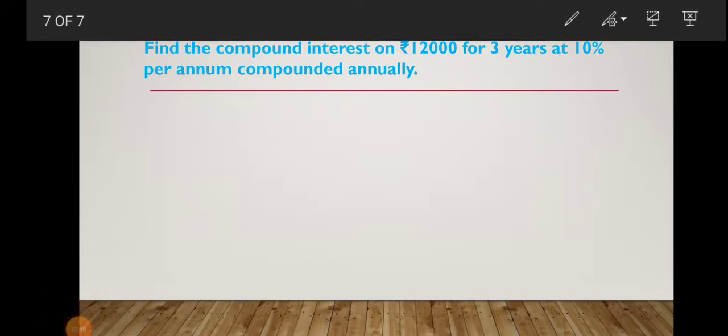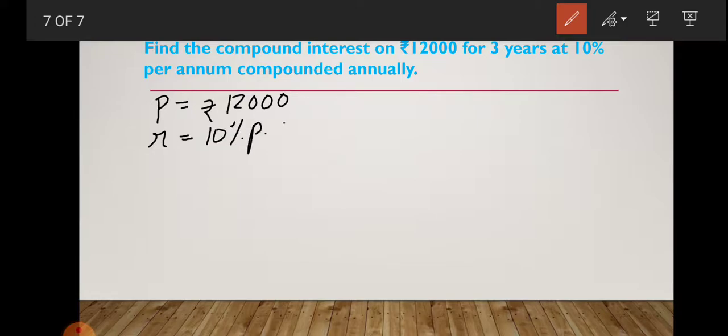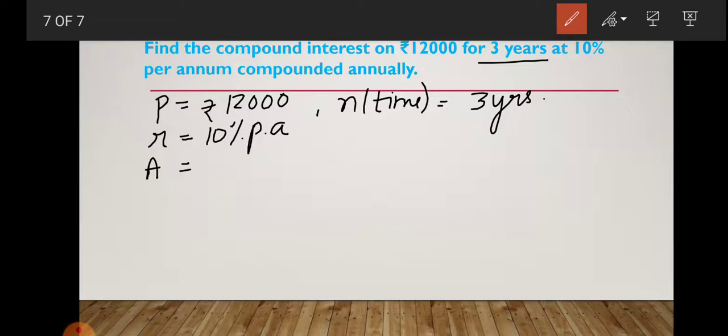Here, principal is rupees 12,000. Rate is equal to 10% per annum. Time is equal to 3 years. So by the formula of compound interest, we know amount is equal to P(1 plus R by 100) raised to power n.